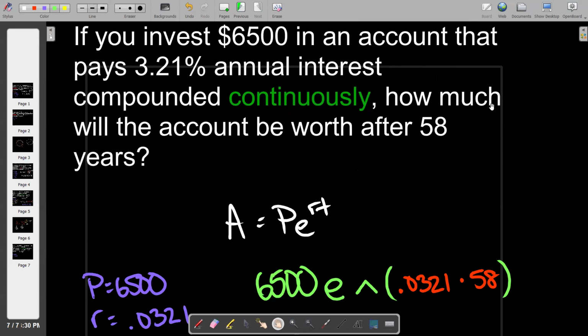41,829. Yes, perfect. So everybody got $41,829.51.